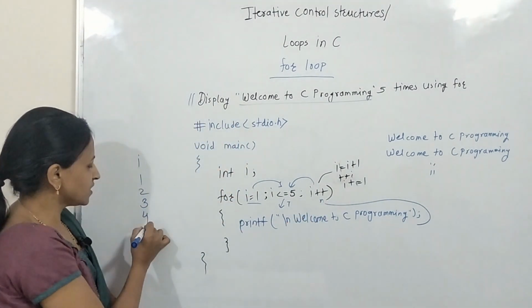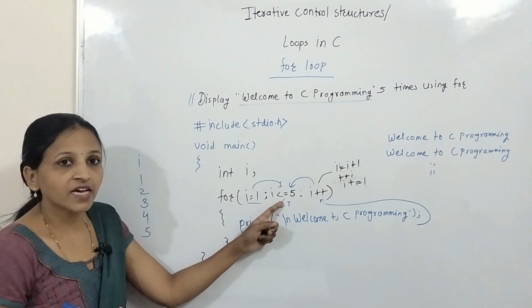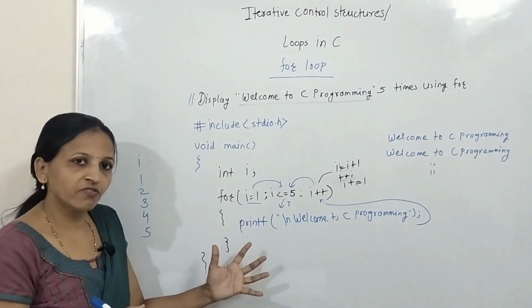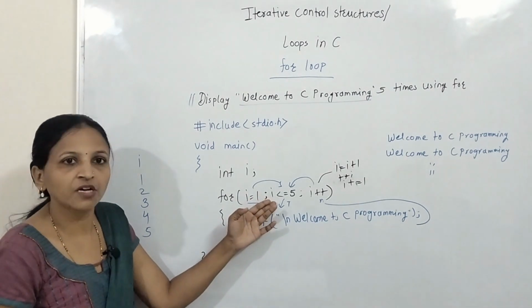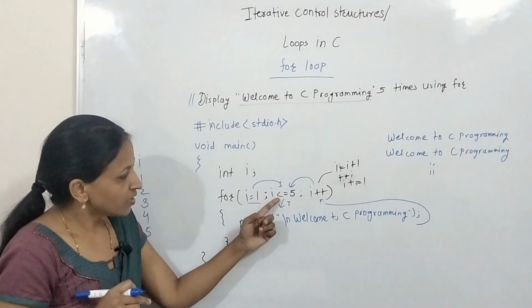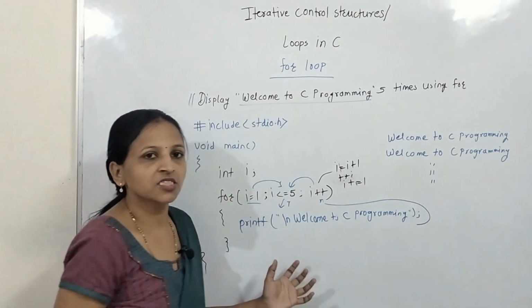Now I plus plus, I will become 5. Again the condition is true. I is less than or equal to 5. In both cases, if I is less or equal, this condition will become true. Only whenever I becomes 6 will this become false. Now again it is true, so again it will display the welcome to C programming message.